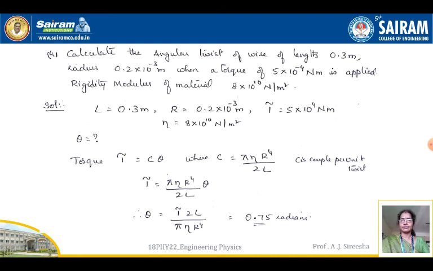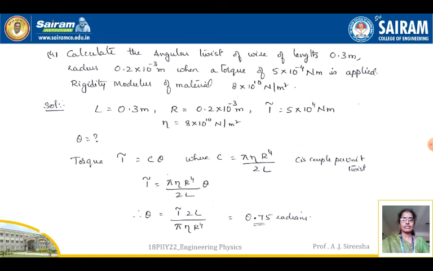Next, the fourth problem. Calculate the angular twist of a wire of length 0.3 meters and radius 0.2 into 10 to the power of minus 3 meters when a torque of 5 into 10 to the power of minus 4 Newton meter is applied. Rigidity modulus of the material is 8 into 10 to the power of 10 Newton per meter square. So what has been given here? Calculate the angular twist of the wire. That means theta you have to calculate.